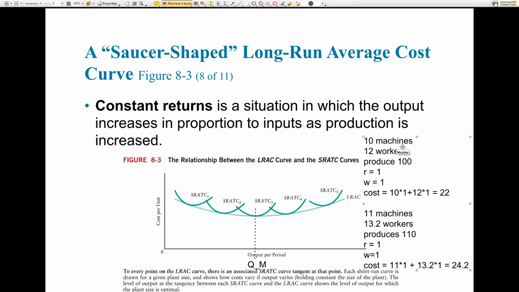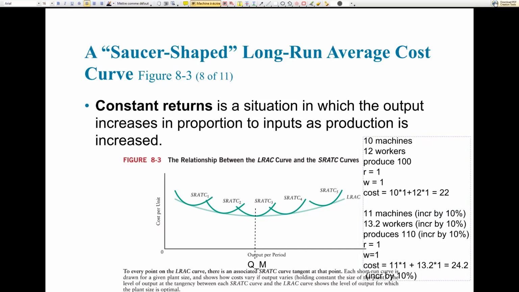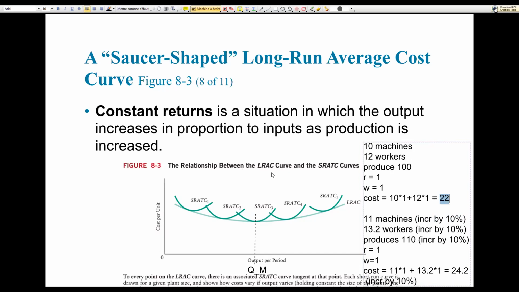So here, all my inputs increase by 10%, and production increased by 10%. So cost increased by 10%. I hope that's the case. So 22 plus, I'm just going to compute it real quick. Yes, it is. It's fine.